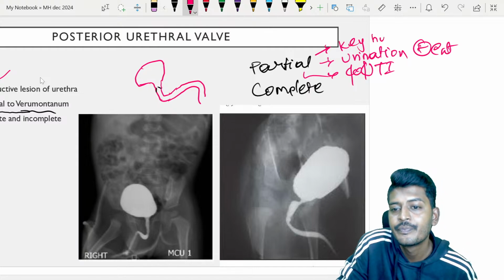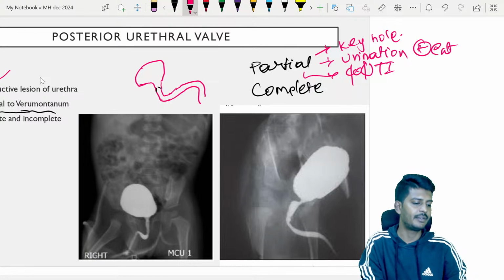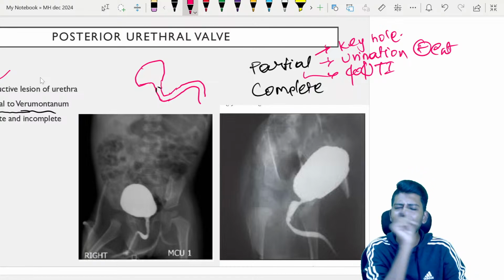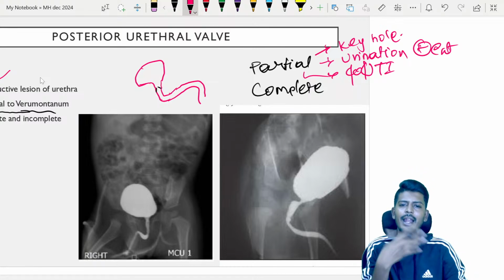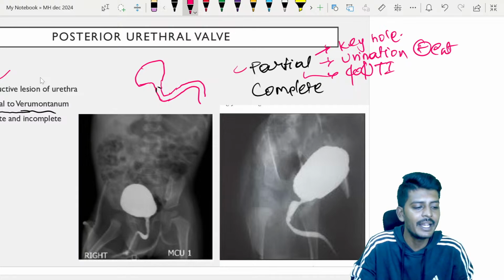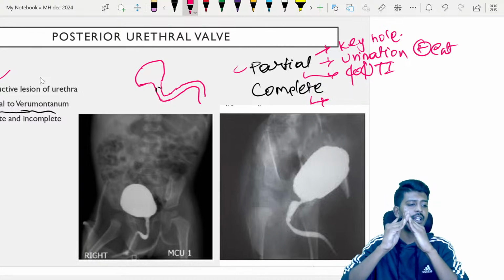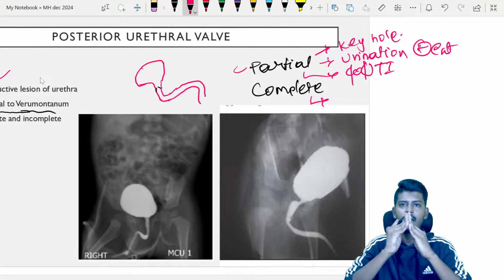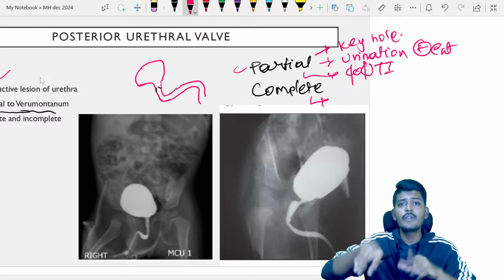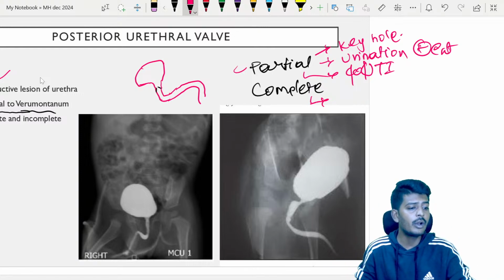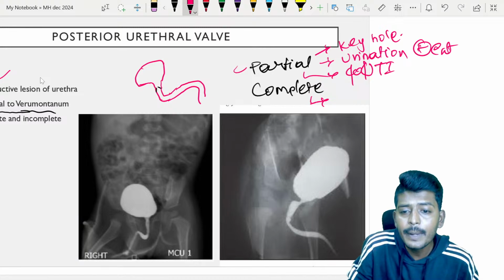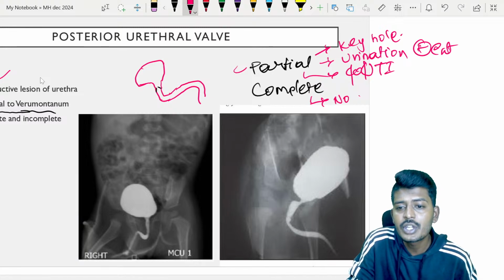सिर्फ और सिर्फ partial में there is the appearance called keyhole appearance. Keyhole appearance, मतलब छोटा सा छेद जैसा. There is a hole for the key, like that appearance can be seen in partial. But in the complete type, the valves are closing the urethra. If the valves are closing the urethra, urine will not come down. If urine will not come out of the bladder, urine will start to retain in the body. So in the complete type, there will be no urination after birth.